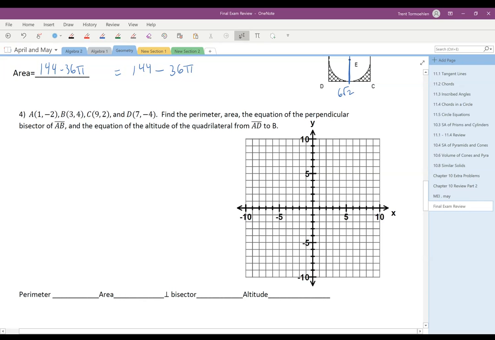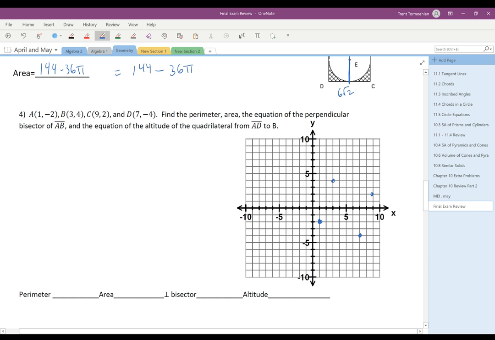Here you're asked to find the perimeter, area, the equation of the perpendicular bisector, and the equation of the altitude in this problem. So let's go ahead and draw it in really quick. A is (1, -2), B is (3, 4), C is (9, 2), and D is (7, -4). And so those are our points.